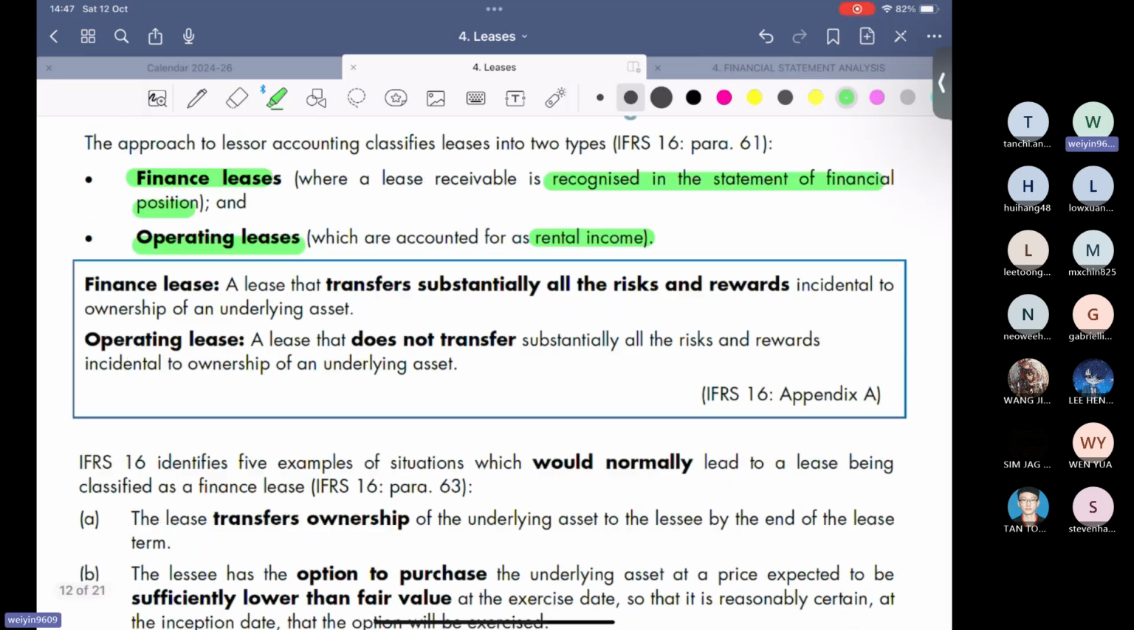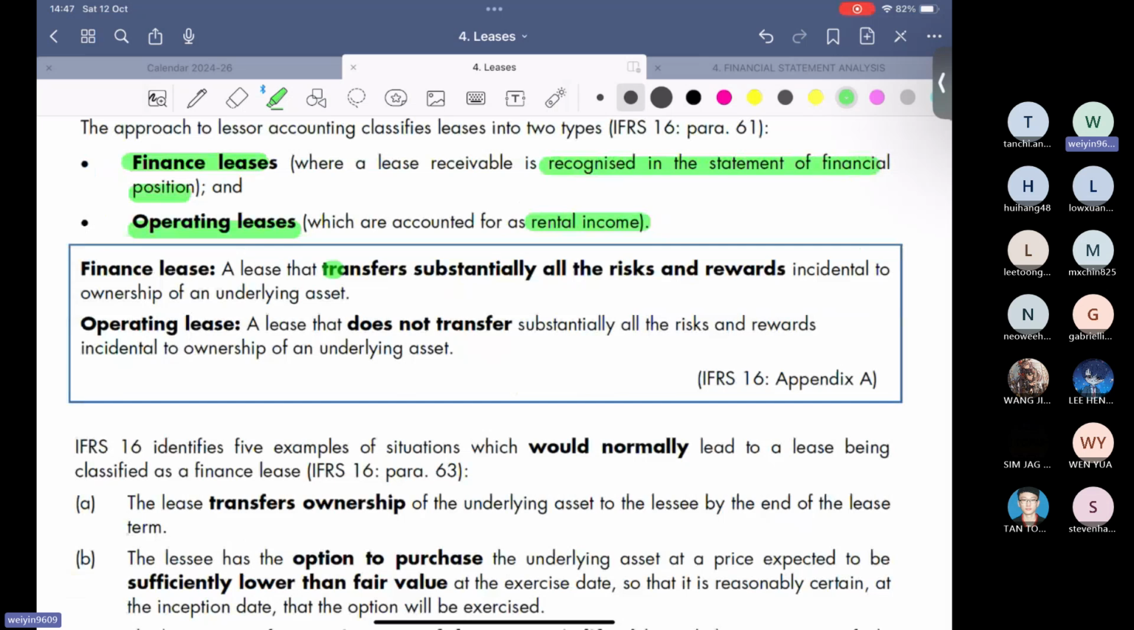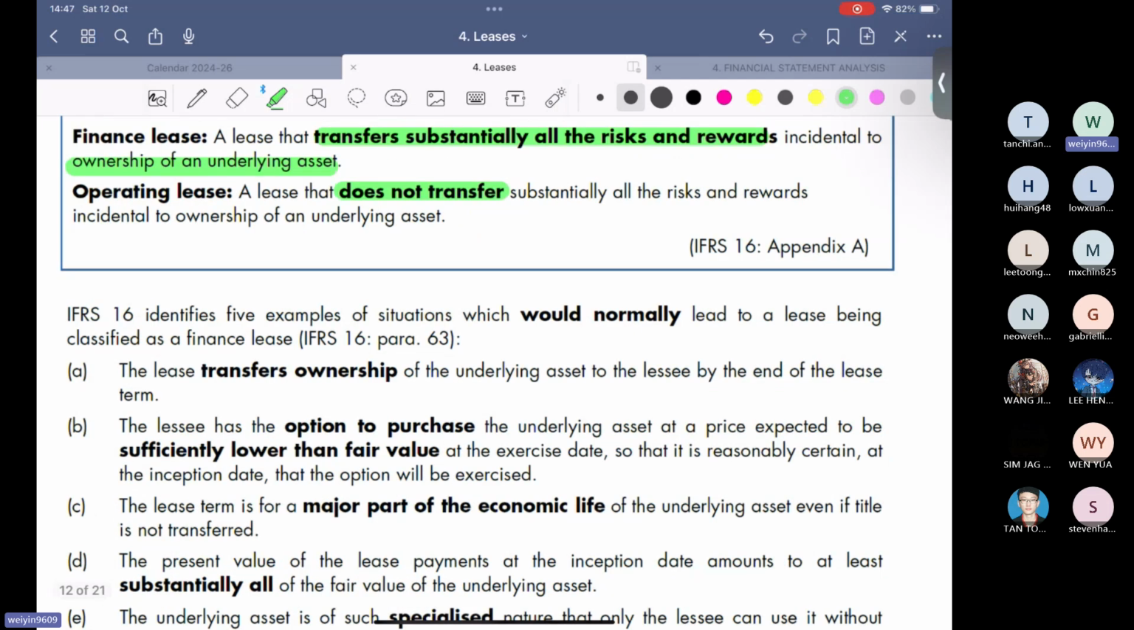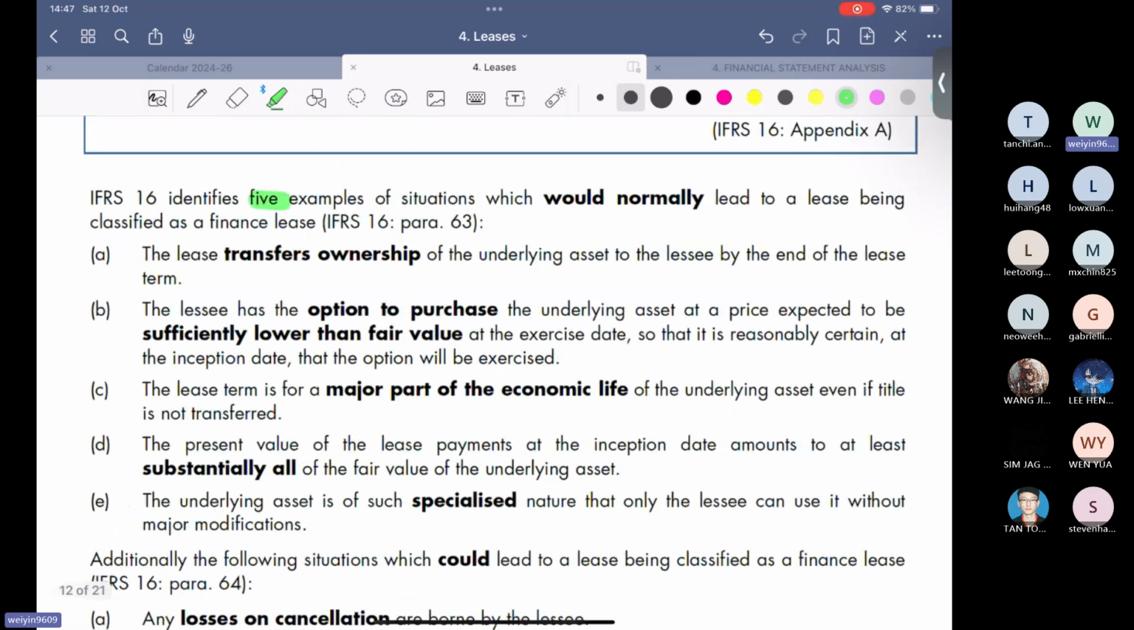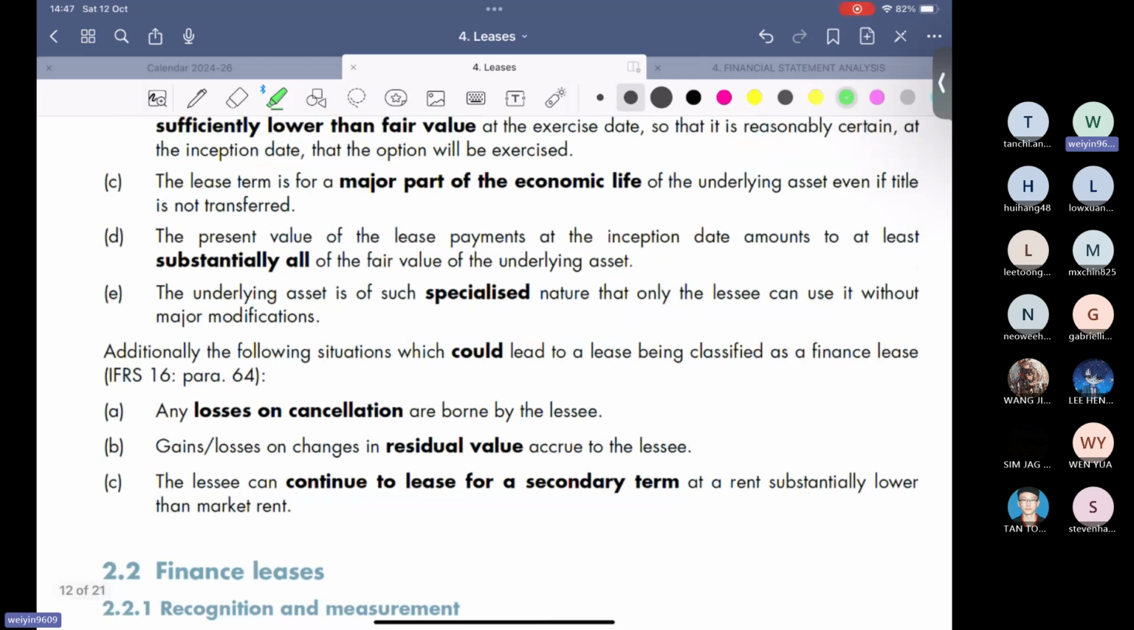So finance lease, it says that it will be the lease that transfers substantially all risk and reward incidental to the ownership of the underlying asset. That means risk and rewards has been transferred to the lessee. However, the operating lease does not transfer substantially the risk and reward to the lessee. So how do we know that all the risk and reward has been transferred? So he gives you 5 examples. Remember I mentioned 5 plus 4, right? So this will be the 5 plus 3, sorry. So another one is revised a little bit.